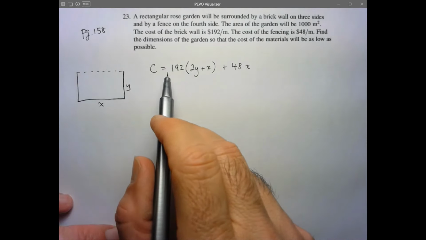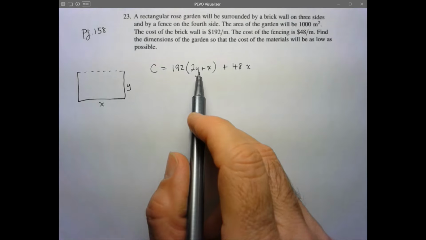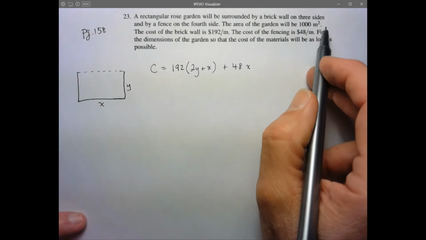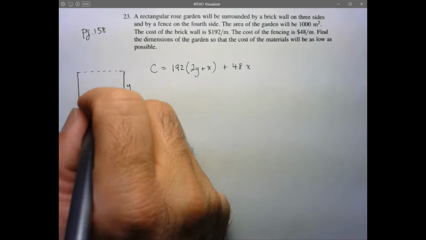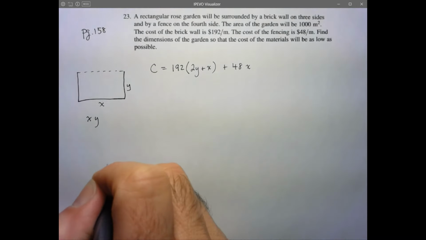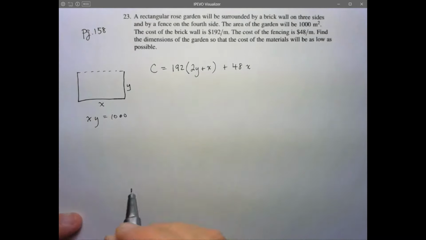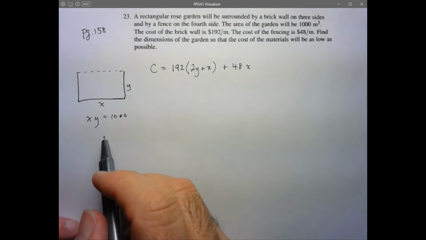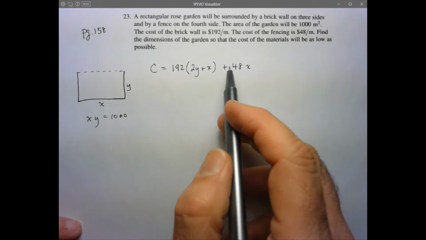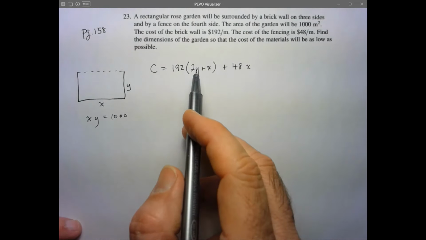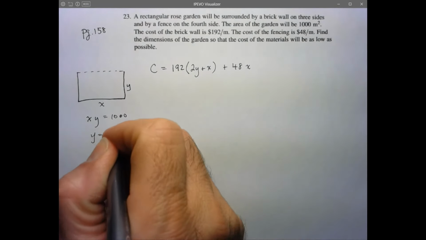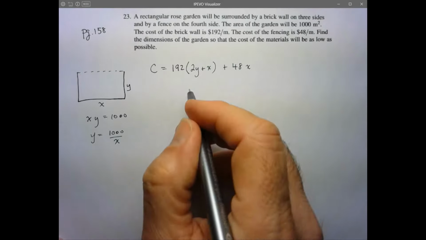As is often the case, we've got 2 variables, so we're going to have to find a way to fix that. That's where the constraint comes in, that the area has to be 1,000 meters squared. The area of this garden is just given by x times y, and that's equal to 1,000. From there, we can isolate either one of these variables. Because x appears twice, that's not the one I want to isolate. I'd rather isolate y since it only appears once. So we'll write y as 1,000 over x and then do our substitution.